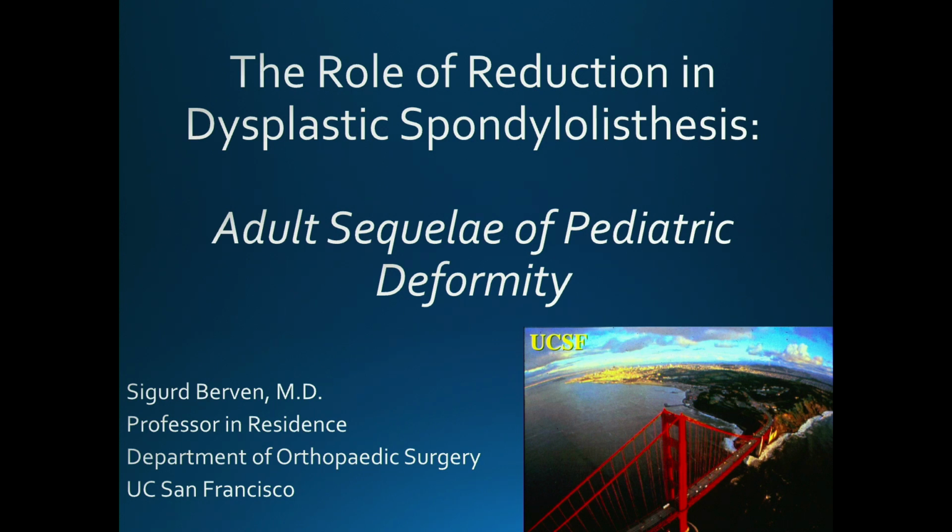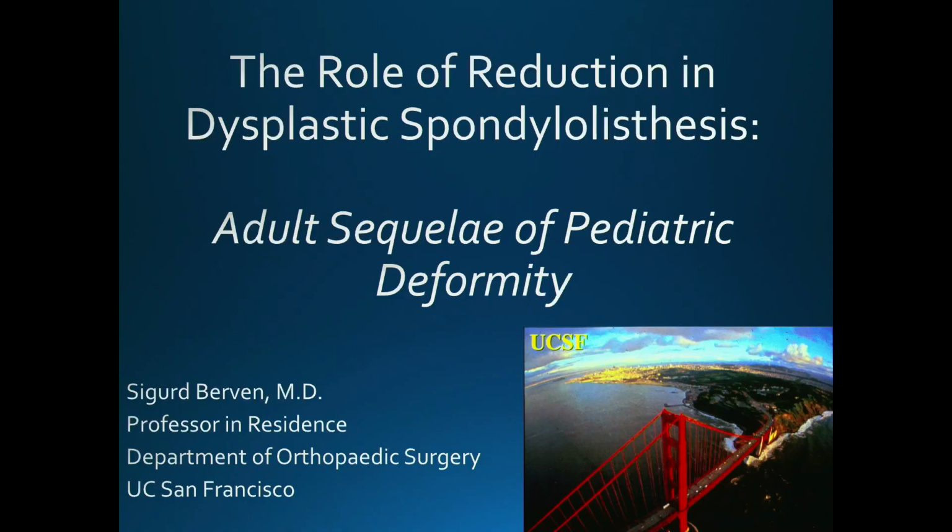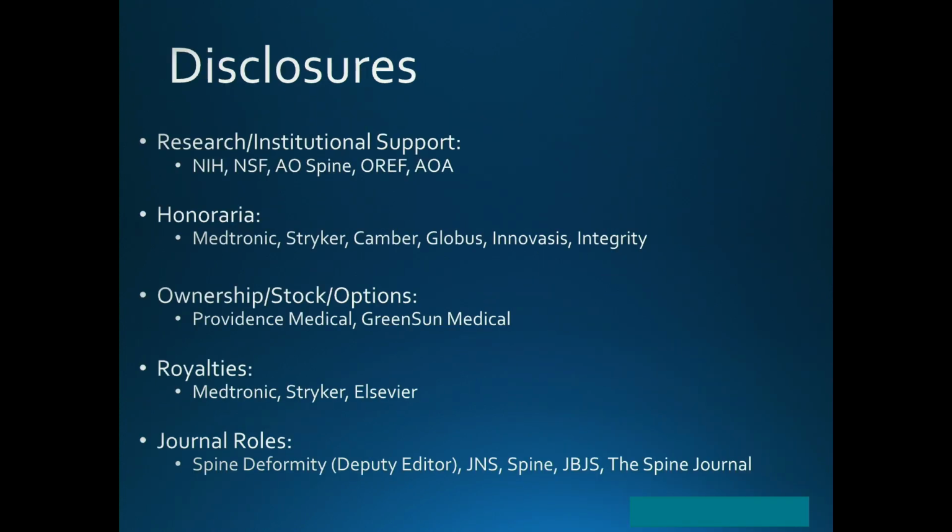So I had talked about other developmental conditions, Scheuermann's kyphosis, idiopathic scoliosis, and the impact over time in the case presentations. But I really want to hone in now on dysplastic spondylolisthesis, which I think is a distinct entity that we'll talk about. These are my disclosures, including research funding. I don't think anything is relevant to this talk.